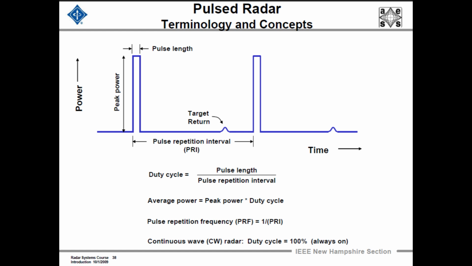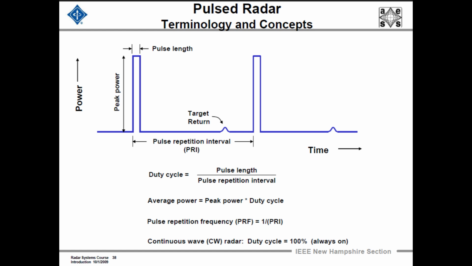After a pulse is transmitted, you'll get an echo back from the target. A little while later, another pulse is sent out. The time between two pulses is called the pulse repetition interval, PRI. There may be a set of pulses, 2, 20, 32, 64, or even 1,000, depending on the radar system. The PRI represents the time between these pulses.